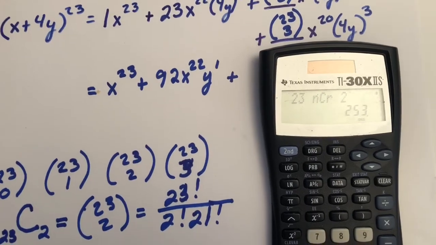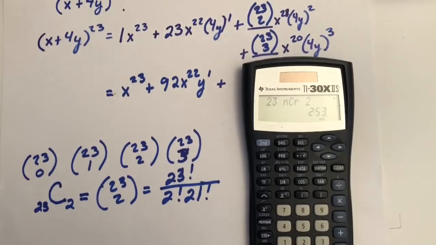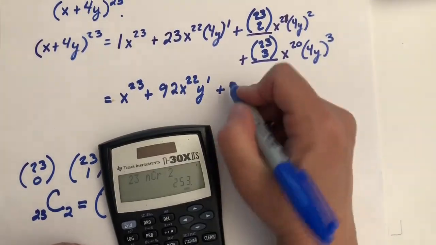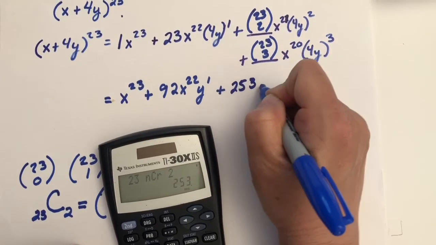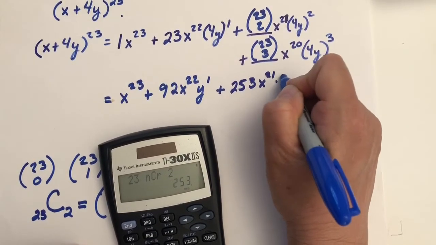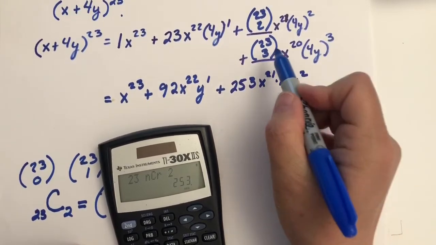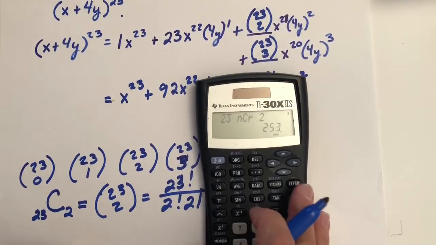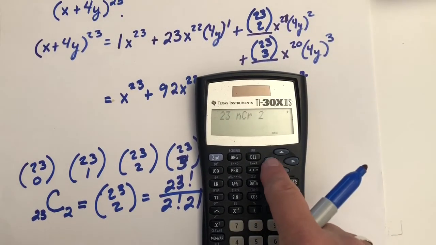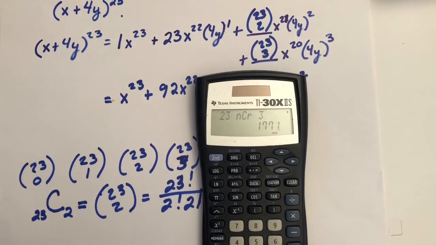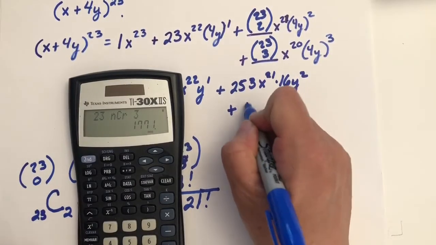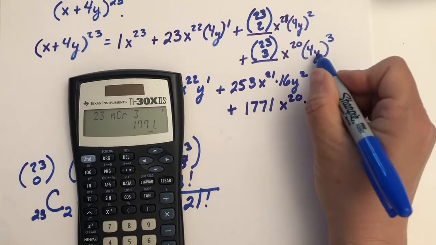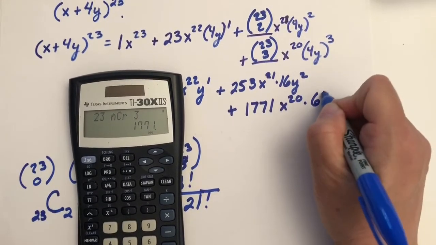And we can see that we get 253. So this is 253 times x to the 21st times 16y squared. And this one is 23 choose 3. So let's use our calculator again. I'm just going to edit it and change the 2 to a 3 and press enter, and I get 1,771 x to the 20th times 64, we have 4 cubed, 64y cubed.